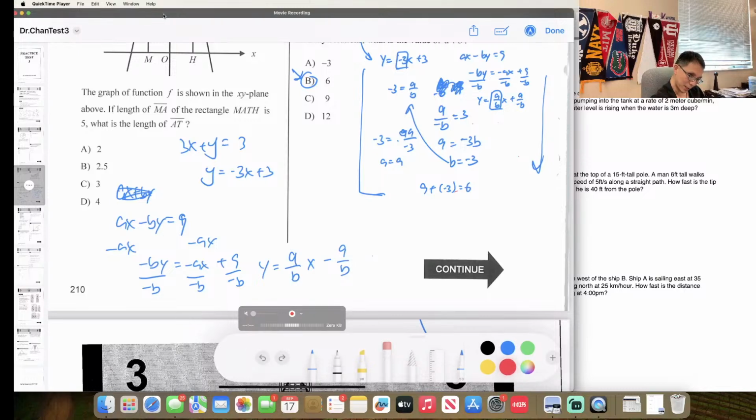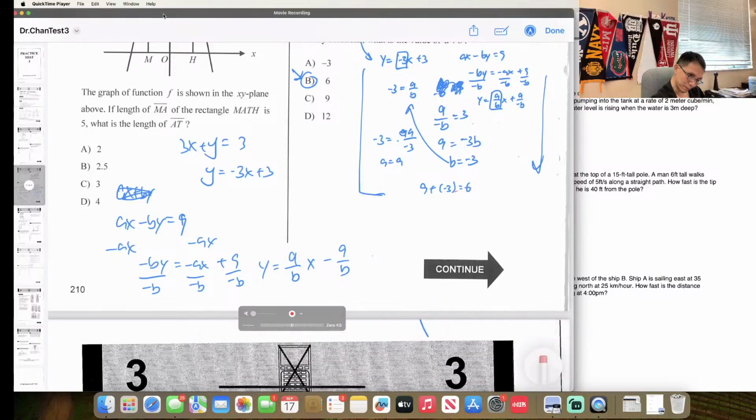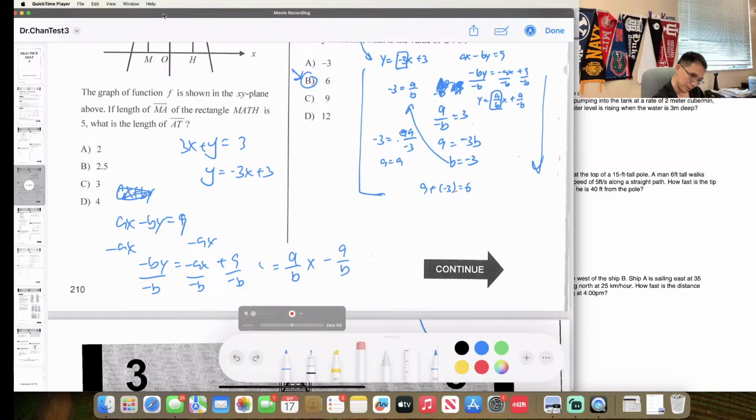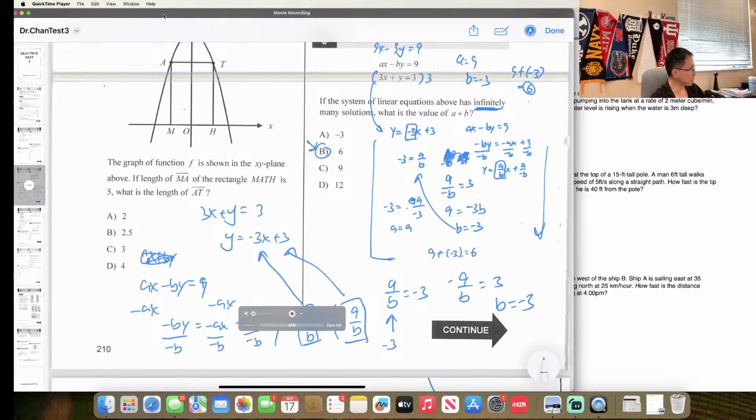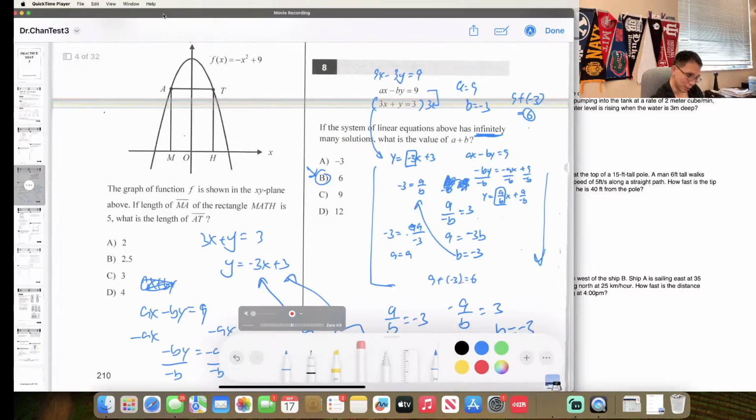The slope had to be the same. This slope has to be the same. So then you can solve for b in this case. B is equal to -3. And if you plug in -3 here, then a has to be 9. -3 times -3 is equal to 9. When the question says infinite solution, that means they must have the same y-intercept and same slope. So you solve for y equal to mx plus b, you can match them.